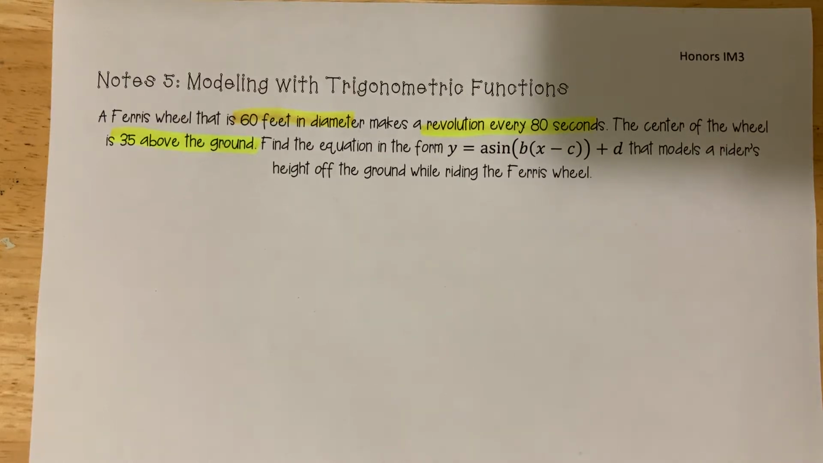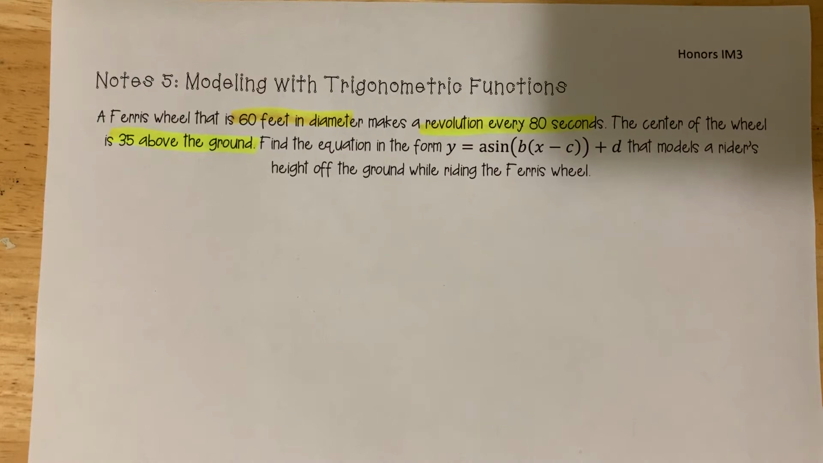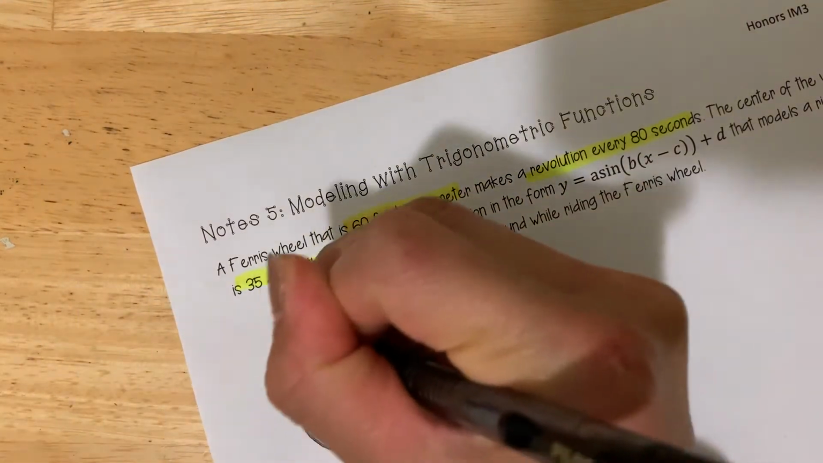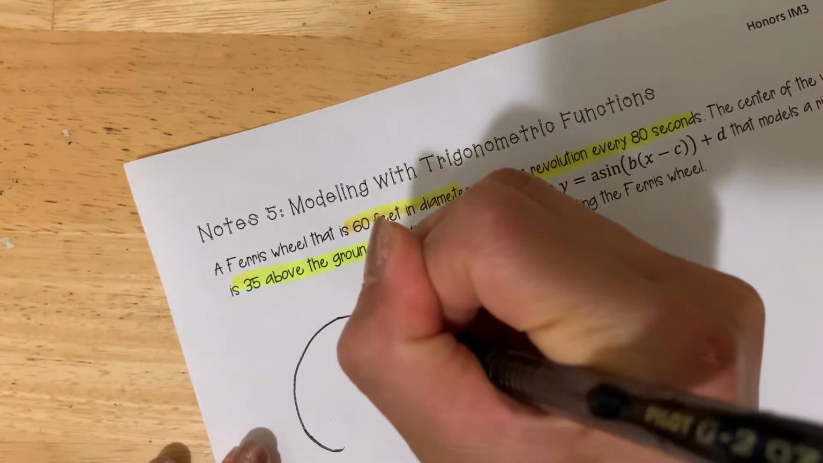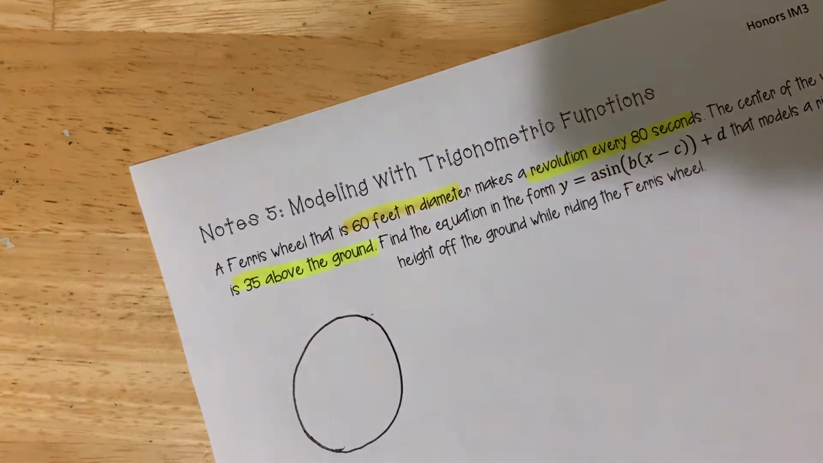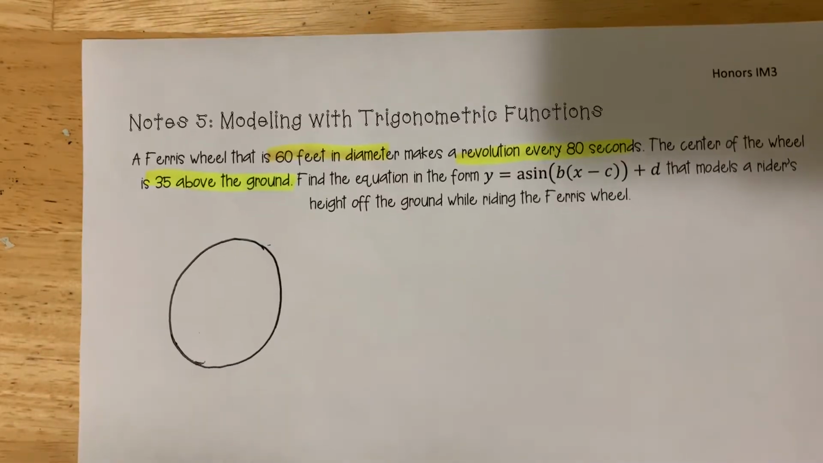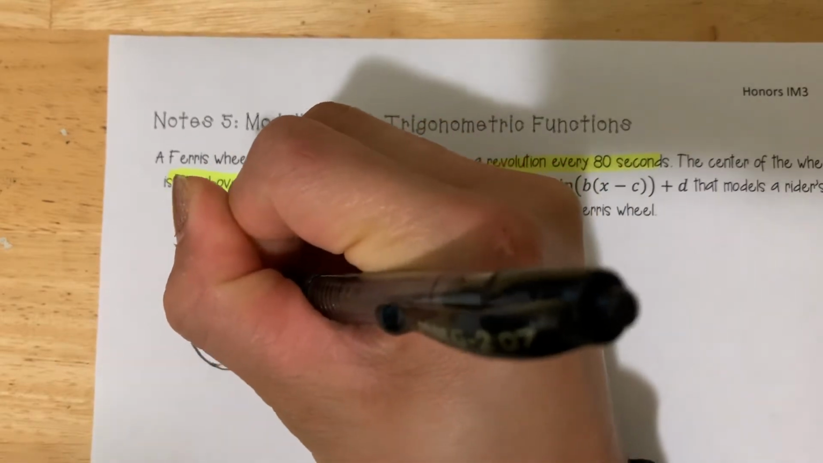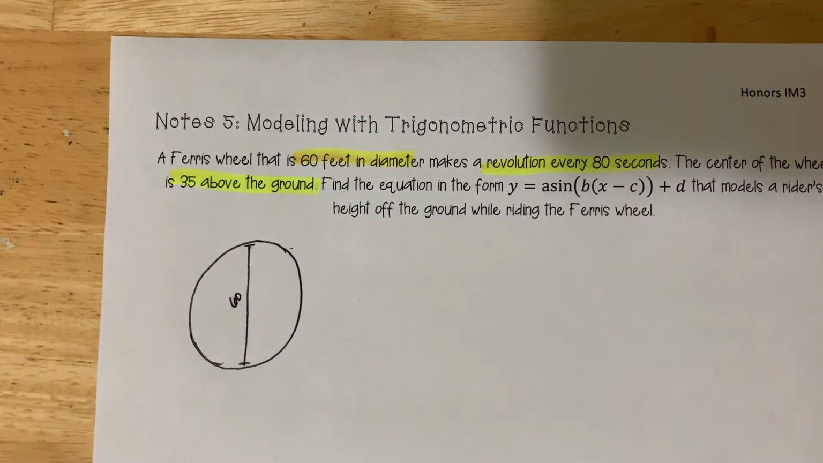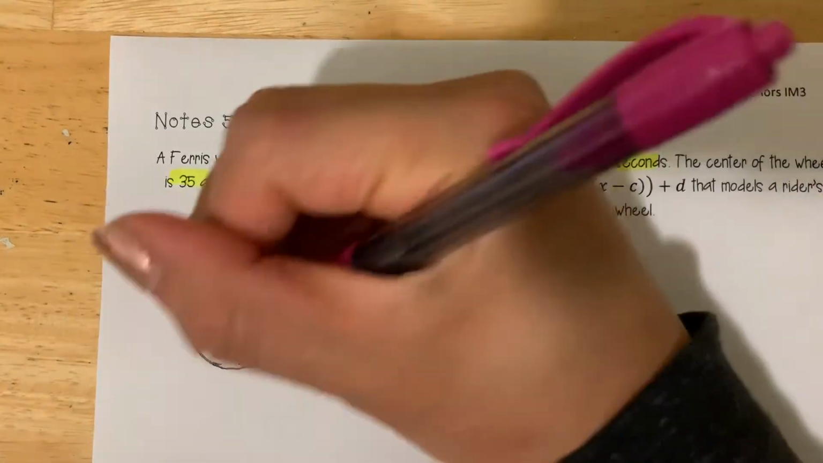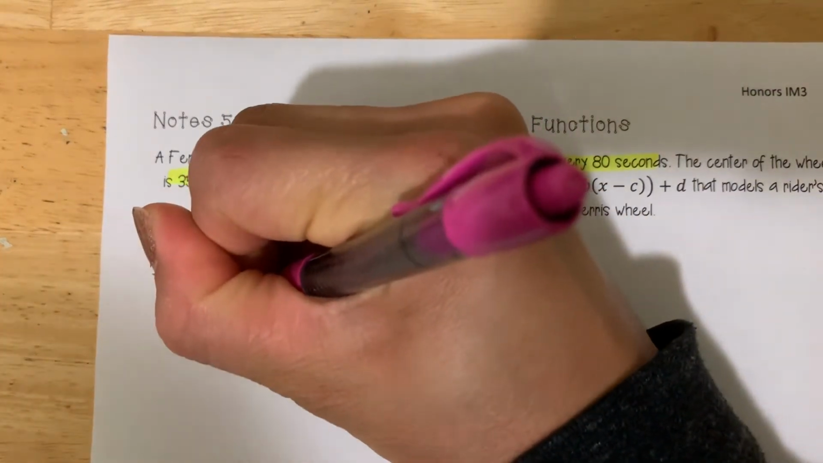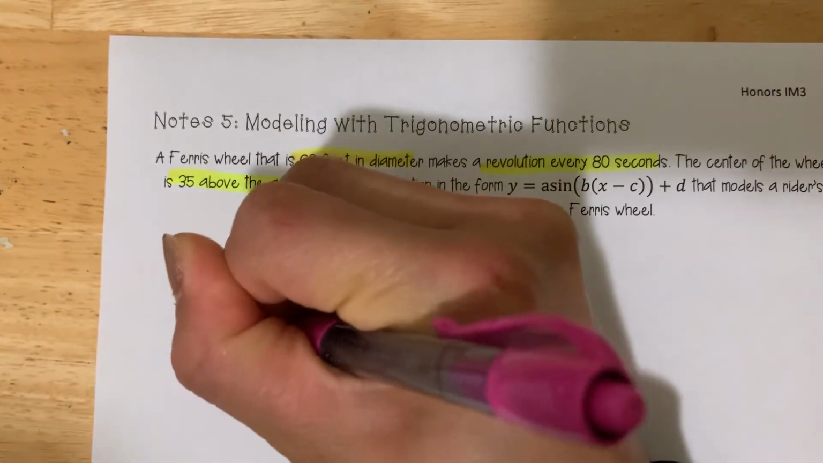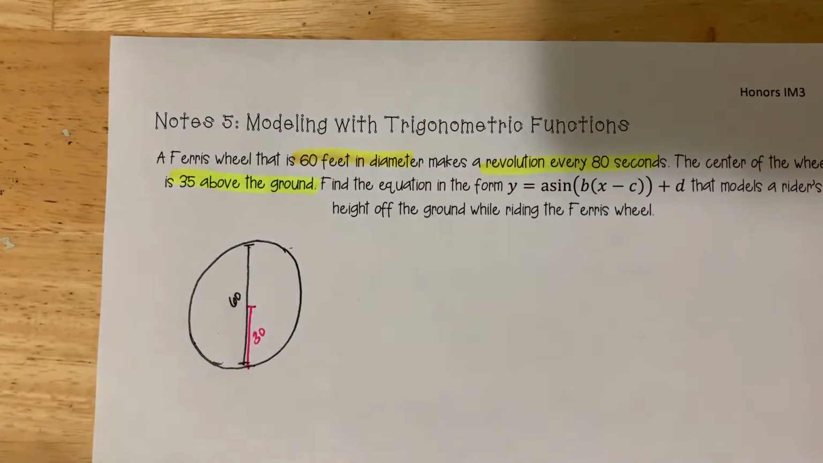Okay, so first I'm going to go ahead and draw a Ferris wheel. Some of you have probably drawn them before. Now we know that the diameter of this Ferris wheel is 60 feet, right? Well, that means that if the diameter is 60, we can also say that the radius of this Ferris wheel is going to be 30, because it's half.